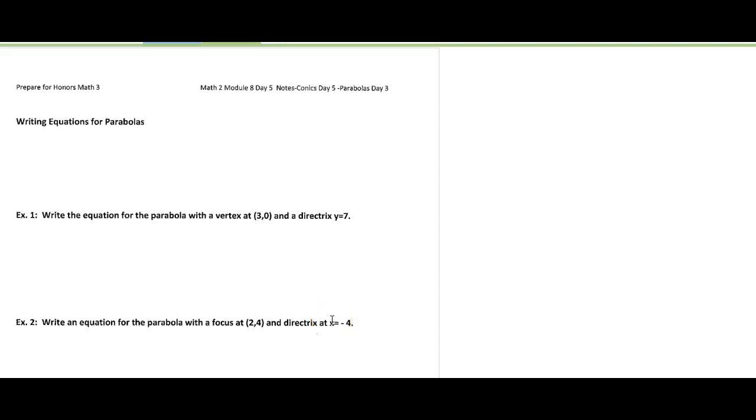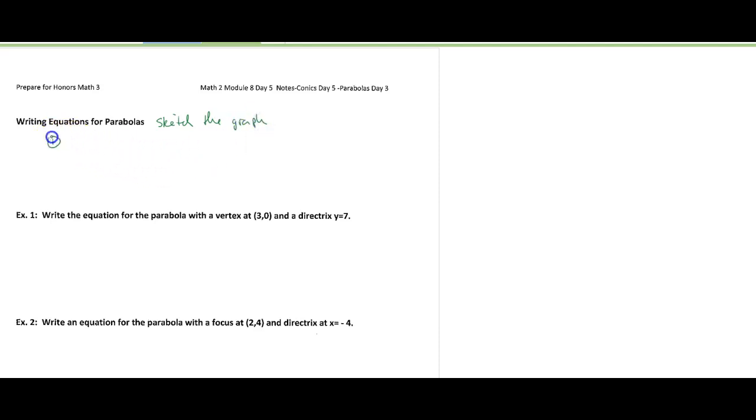All right, so let's look at day 5, which is parabolas day 3, and it's writing equations for parabolas. When you do this, you cannot be scared to sketch the graph. Sketch the graph with what you know.